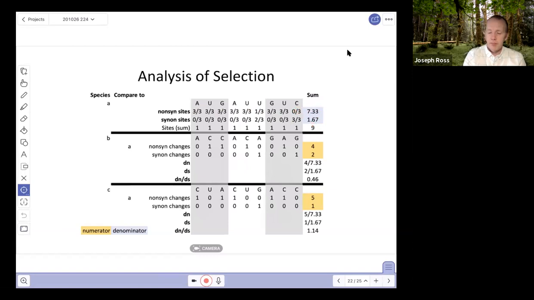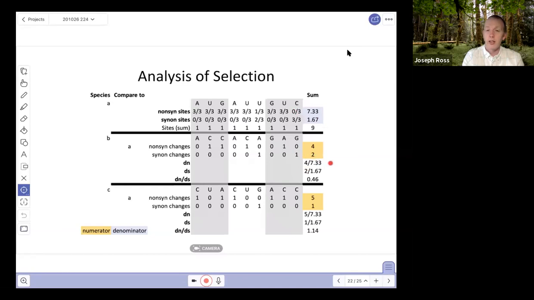So that's why we take the number of non-synonymous changes, the numerator, and divide it by the denominator, the number of non-synonymous sites. And then we take the number of synonymous changes we've observed and divide that by its denominator, the number of synonymous sites, the possible number of synonymous mutations.